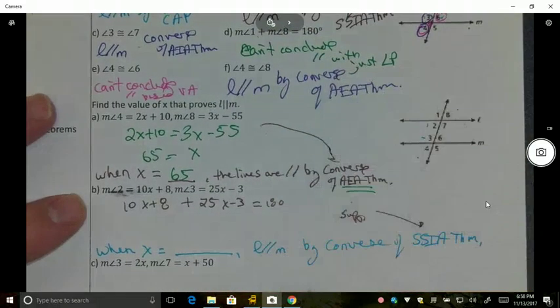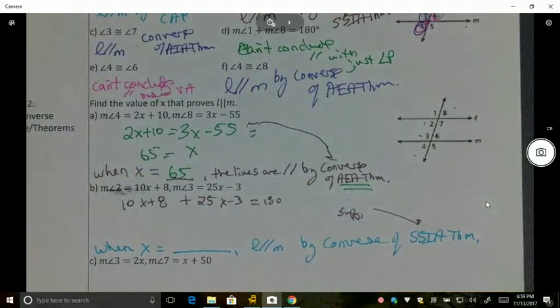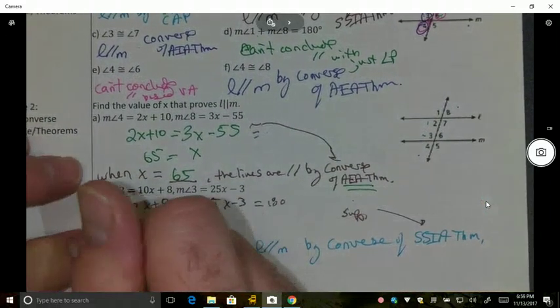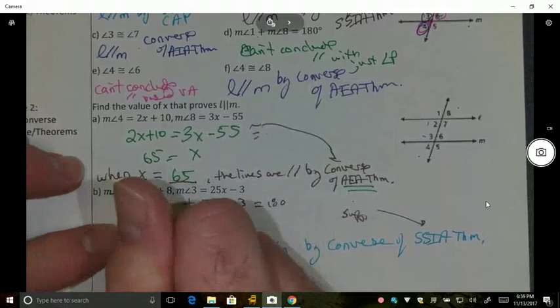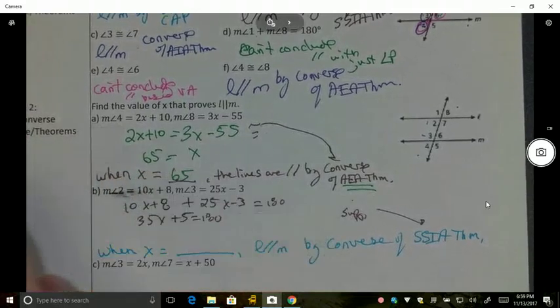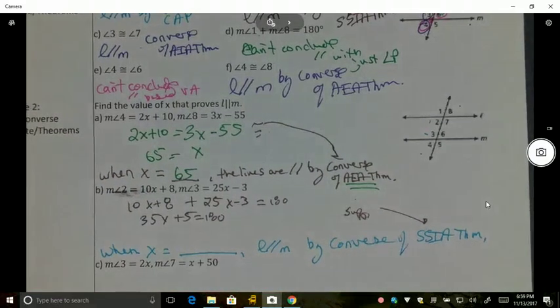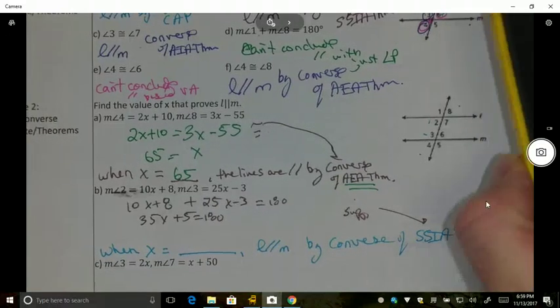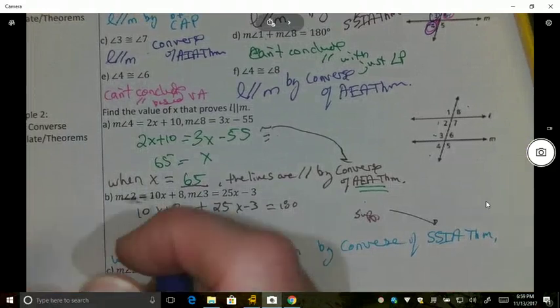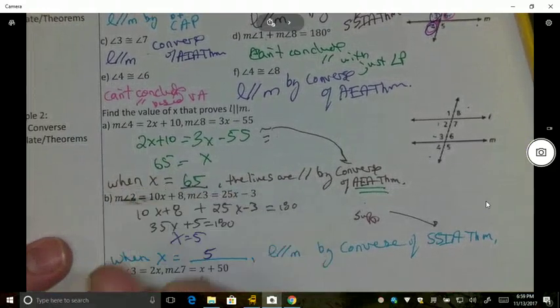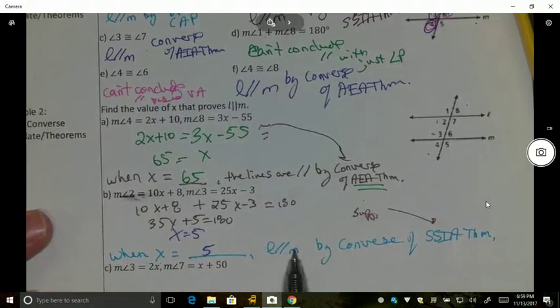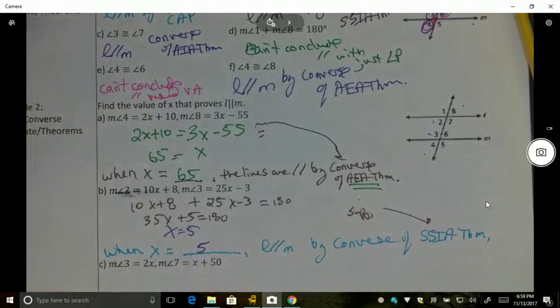Just like if I was doing alternate interior above, I need them to be congruent. This gives us 35x plus 5 equals 180. I'm going to subtract 5 and divide by 35. So 175 divided by 35 is 5. X equals 5. So when x equals 5, the lines are parallel by converse of SSIA.